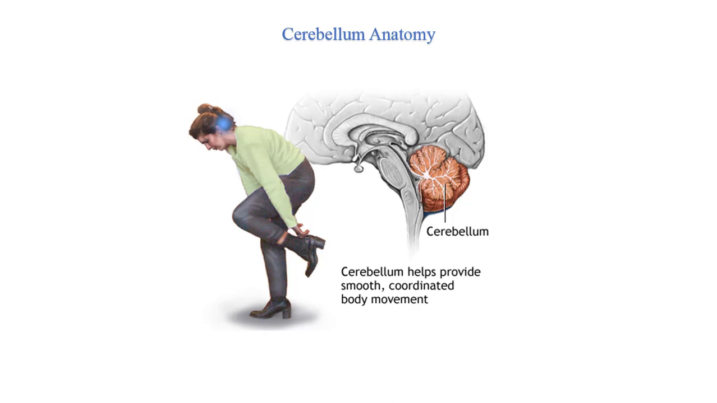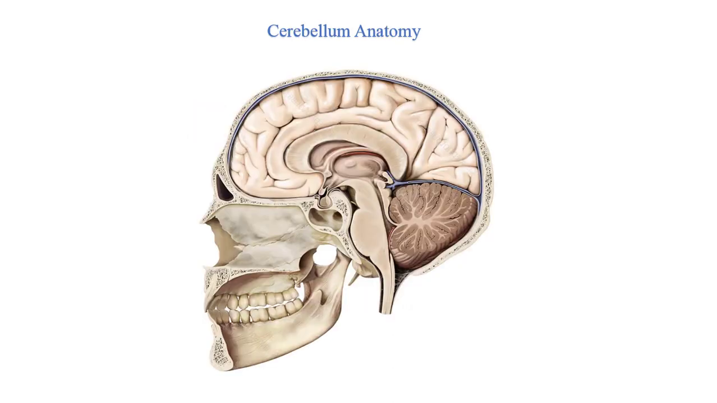The cerebellum is involved in maintenance of balance and posture. Other functions associated with the cerebellum include coordination of voluntary movements, motor learning, and cognitive functions, for example, in language. The cerebellum is found at the base of the brain.